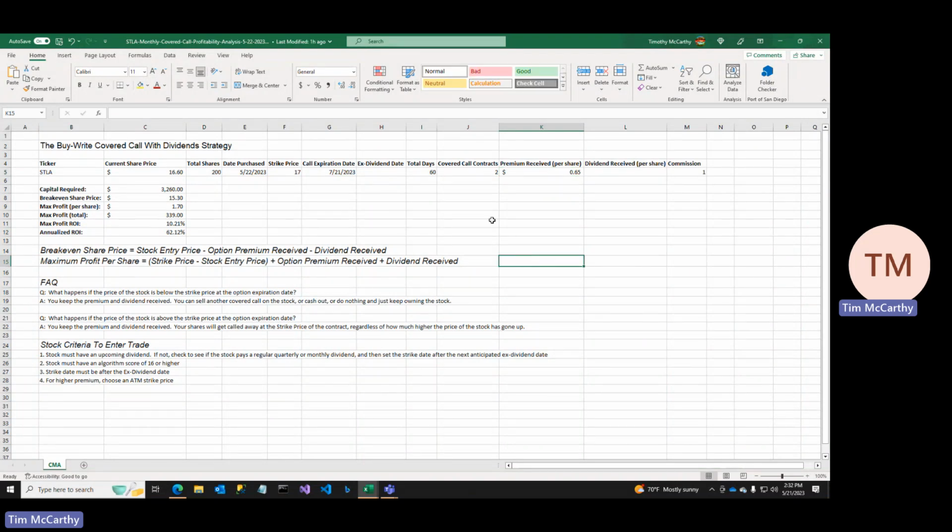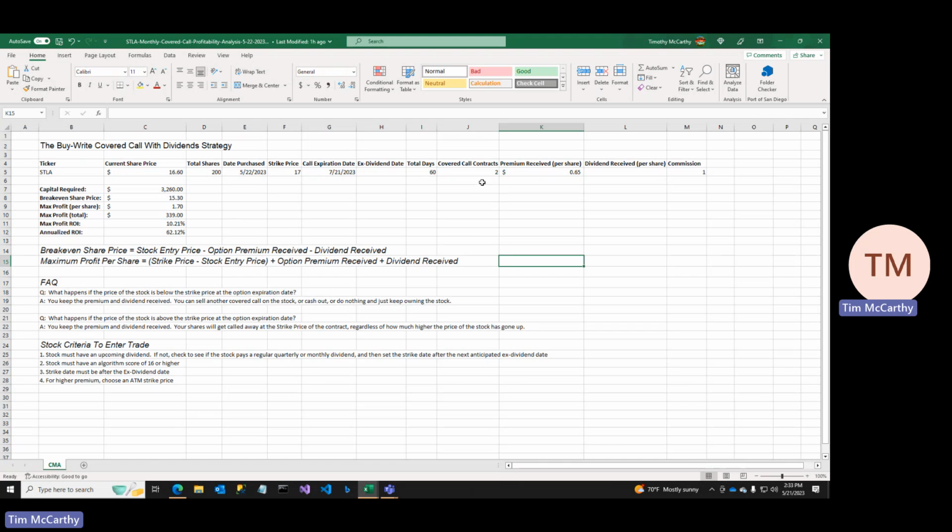I made a video yesterday about this trade I was going to do with STLA. After I thought about it for a while, it's just not sitting right with me, because the strategy I was really looking at is the buy-write covered call with dividend strategy, but they're not paying a dividend. They do pay a great dividend, which is why I like them, but they only pay it once a year and they just paid it recently.